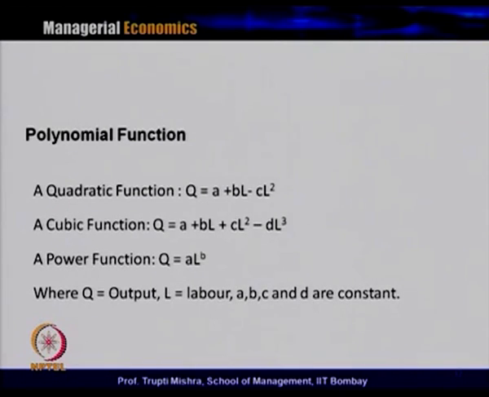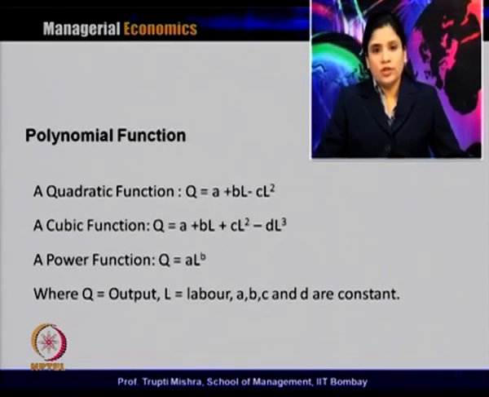The polynomial function takes different types of functional form. Sometimes it takes a quadratic function, sometimes a cubic function, sometimes a power function. So taking the example of the same short run production function where Q is the output, L is the labor, and A, B, C, D are constants associated with the different coefficients. It takes the form of a quadratic function, a cubic function, or a power function. When it becomes a quadratic function, Q is equal to A plus BL minus CL square, where A, B, C are constants.